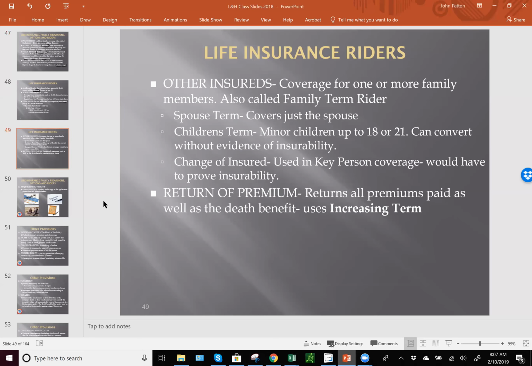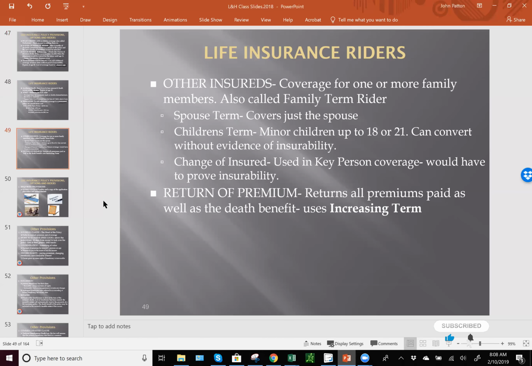The next rider is a children's term rider. Now, what really makes a children's term rider beneficial is it's one low cost to cover as many kids as you might have. So whether you had one kid or 10 kids, it's the same low cost. And it's usually a small amount of term insurance on each one of those children, usually like $10,000 or $15,000 of term insurance on them.